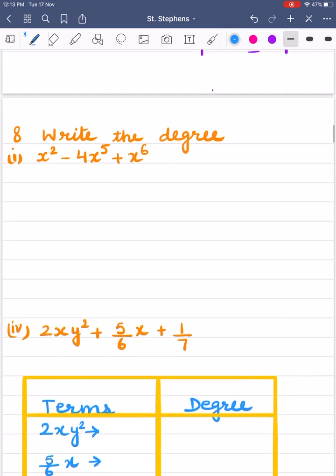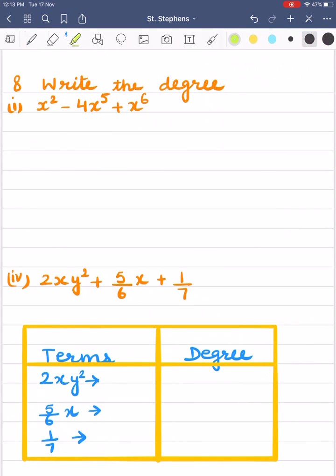Now let's do question number 8. Here we have to write the degree. So the first expression we have x square minus 4x raised to power 5 plus x raised to power 6. Now in this polynomial we have only one variable x. So the degree is the greatest power of the variable, which is 6. So here degree is 6.